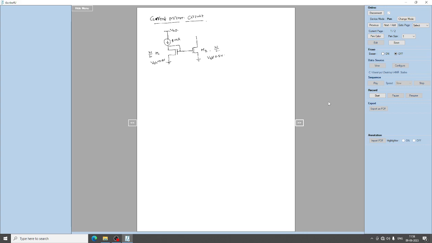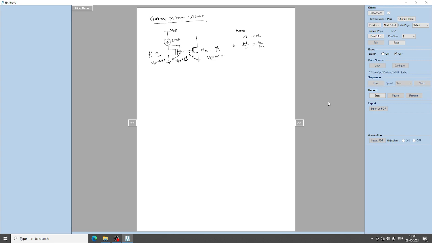Since I am giving a current of 1 milliamp, as per the inverse law which I have informed, this VGS will be equal to 1 volt. Since VGS of transistor M1 is equal to 1 volt, and the gate of M1 is connected to the gate of M2, the VGS of M2 will also be equal to 1 volt. Understood the point?